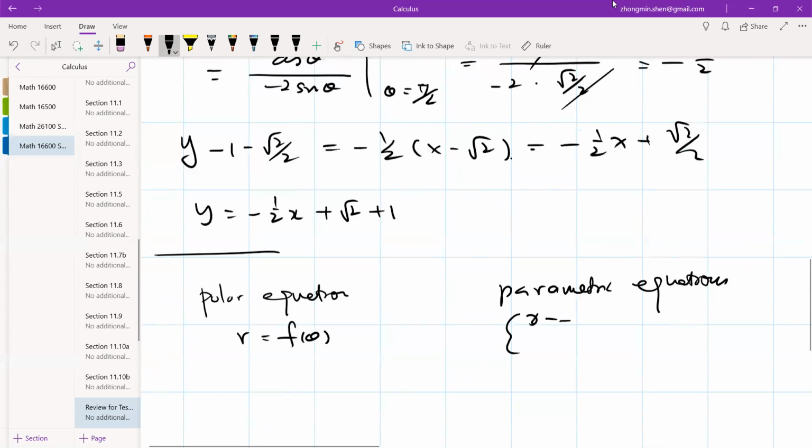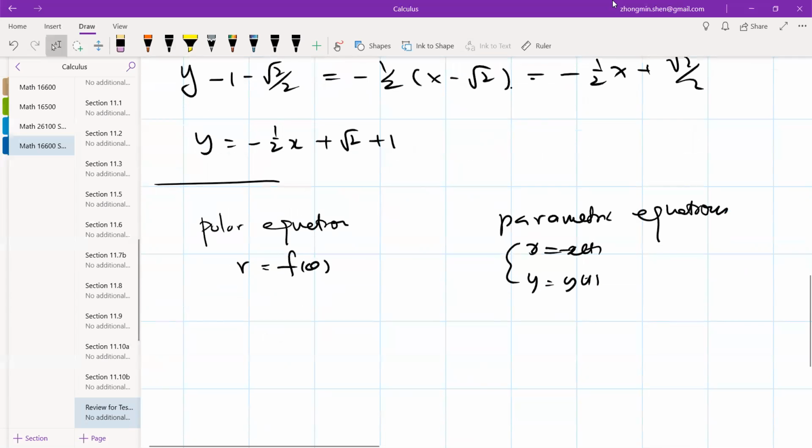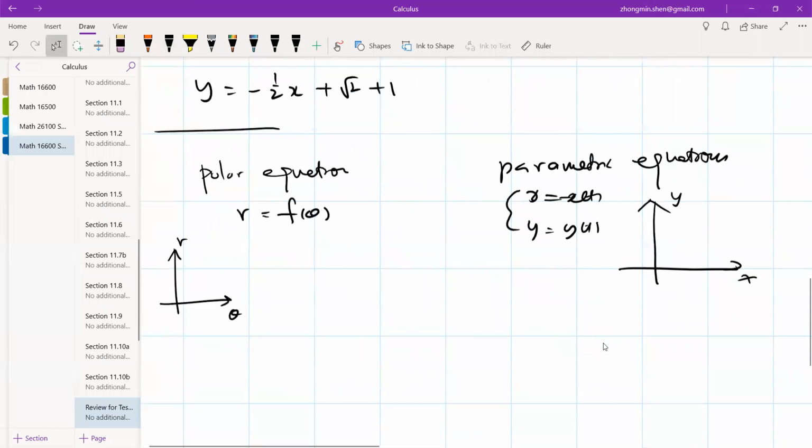Parametric equations: x equals x of t, y equals y of t. So we are totally in a different system. We are in the xy coordinate system. But if you want to draw the graph for this equation, this is theta and r. But when we draw the polar curve, we usually do not draw the graph of this function. We actually still draw the graph in the xy coordinate system.